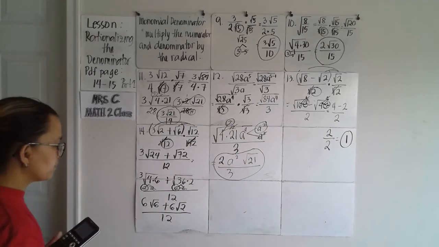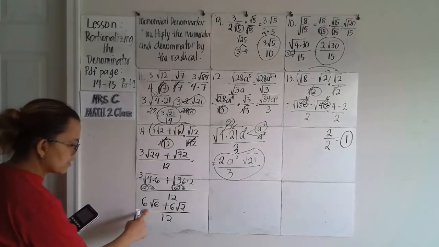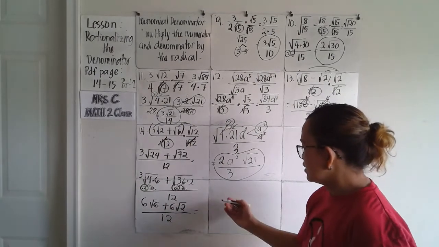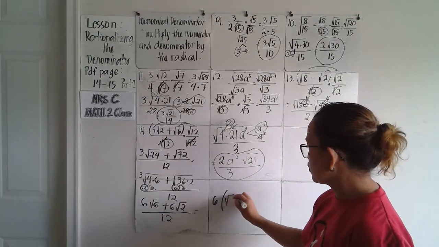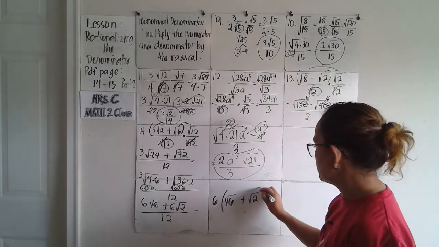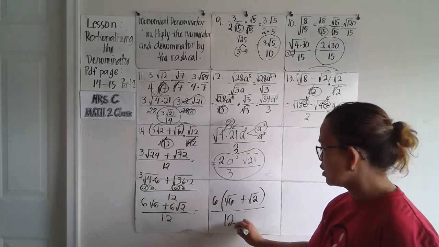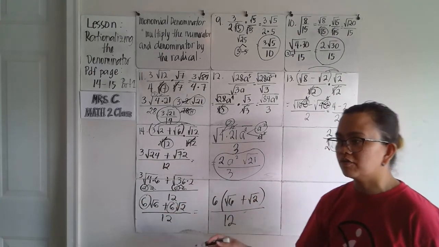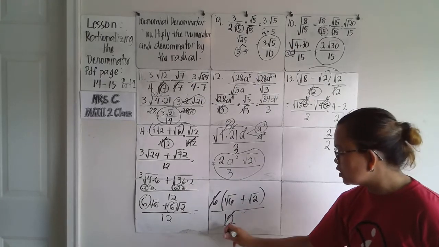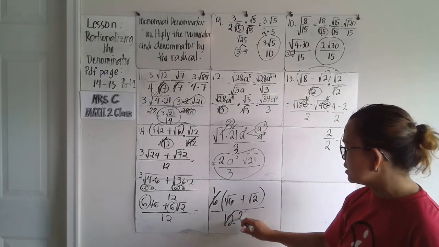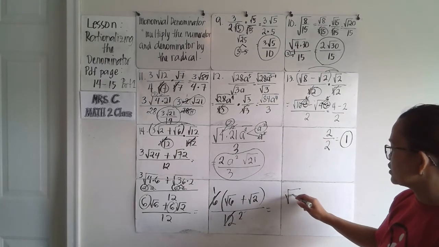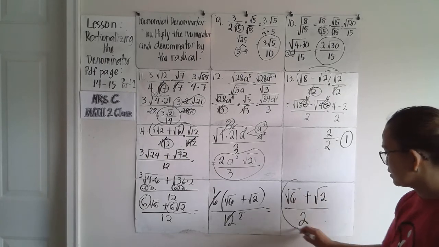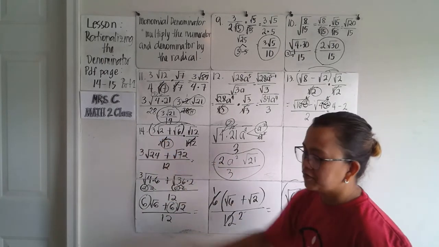Now, can you still simplify this? I think so, because we have a common factor here, which is 6. We can rewrite this as 6 times square root of 6 plus square root of 2, divided by 12. You got it? I just took the common monomial out of the binomial. And then 6 and 12 can still be simplified. This is 1, this is 2. So the final answer is square root of 6 plus square root of 2 over 2. Final answer for number 14.